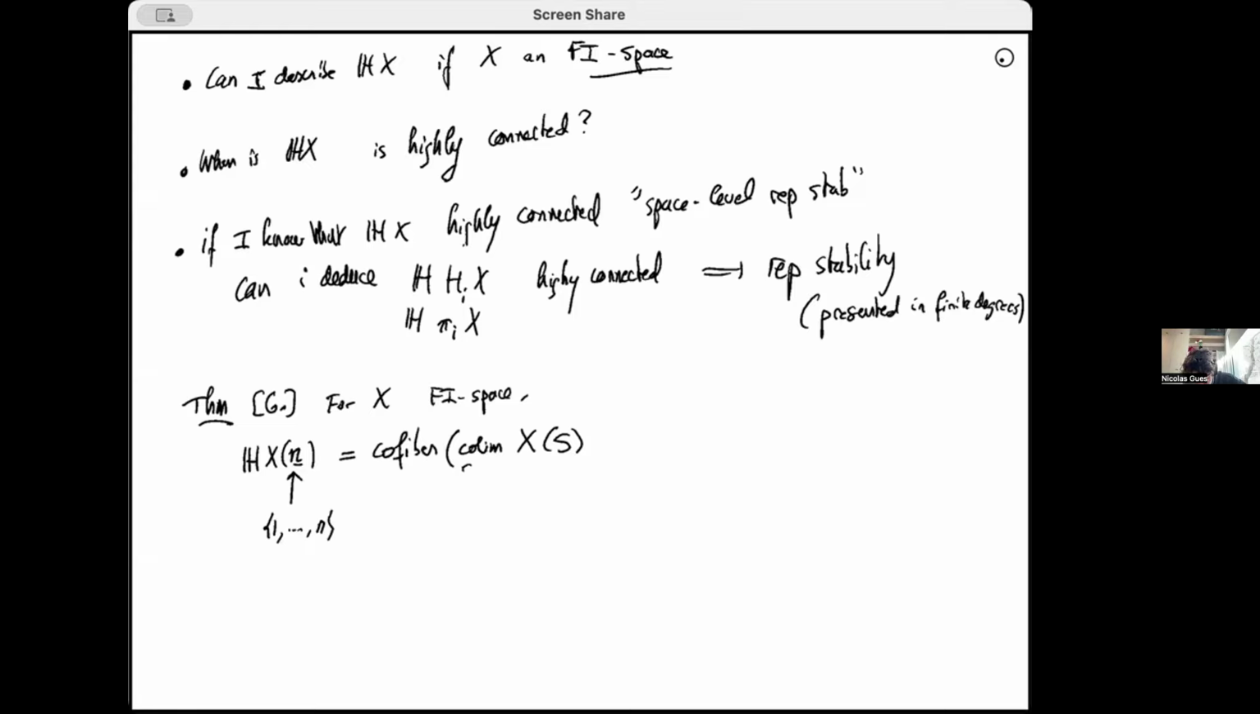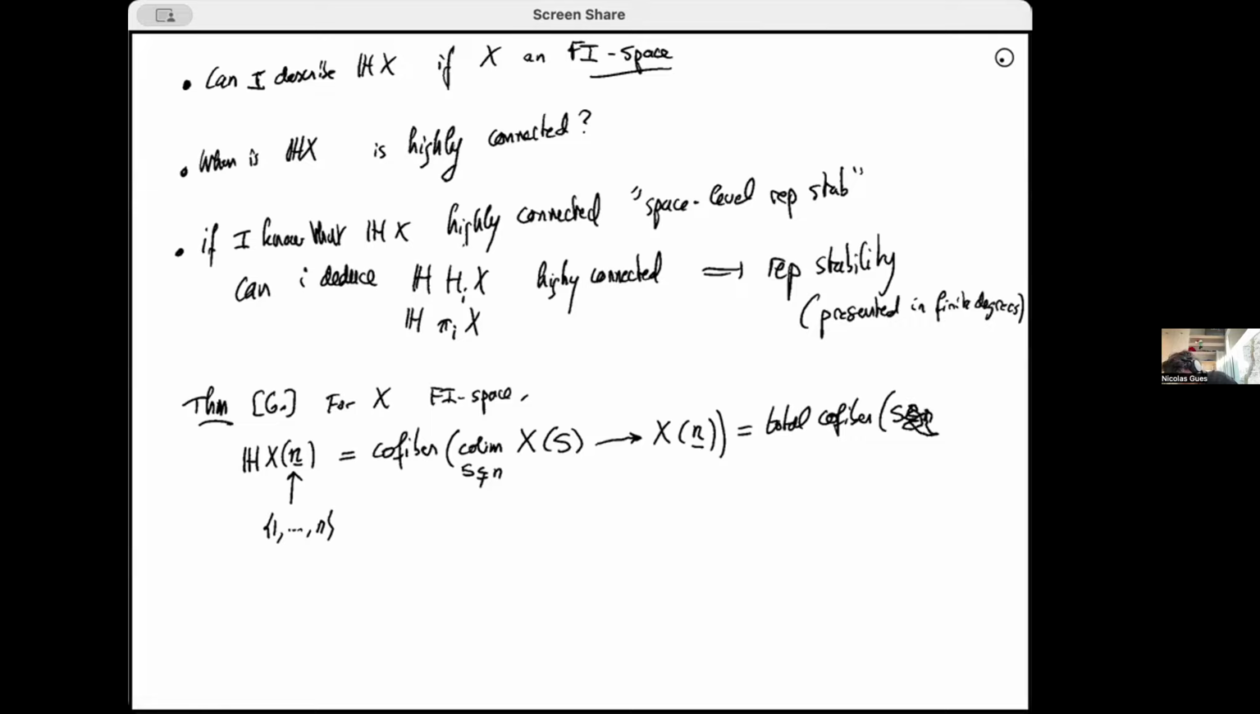And you can prove that this H of X of n is the colimit over all the strict subsets S of n of X of S. This maps into X of n. And you take the homotopy cofiber of this. This is called the total cofiber. And that I will write, so maybe I'll write this completely. Total cofiber of this diagram indexed by subsets of n.